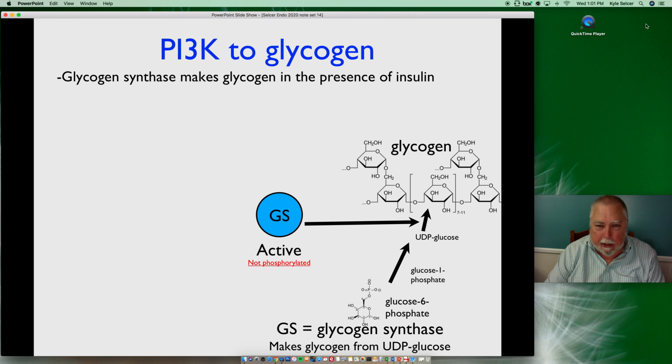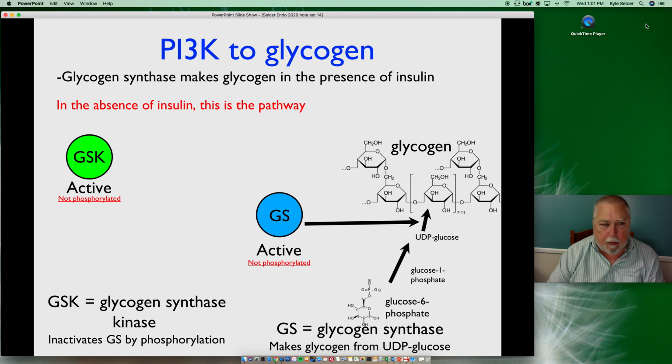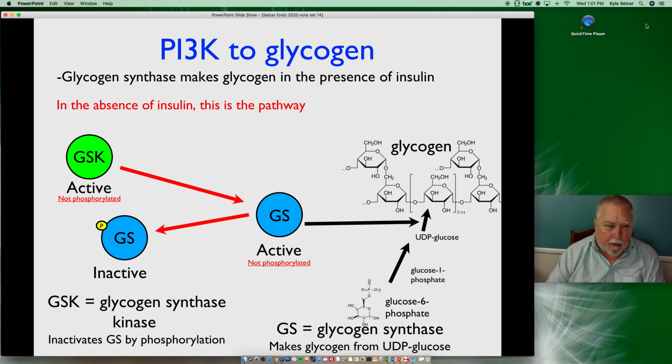So here we're making glycogen. Glycogen is long chains of glucose, which are made by glycogen synthase. Okay, so glycogen synthase makes glycogen, but it needs insulin to do that. In the absence of insulin, we have a different pathway. We have a thing called glycogen synthase kinase, which acts on glycogen synthase to inactivate it. So without insulin, everything to the right is not happening. Glycogen synthase kinase is converting all the glycogen synthase into phosphorylated glycogen synthase, and it can't do anything.